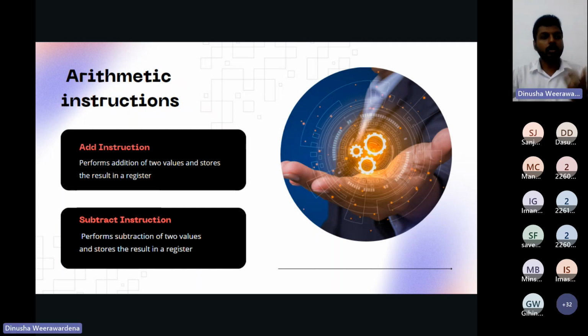Lastly, we have the subtract instruction. Just as the name suggests, the instruction allows us to subtract one value from another. We choose two values, and the computer performs the subtraction operation, providing the result in the register. It's like having a digital math wizard that can subtract numbers at lightning speed.